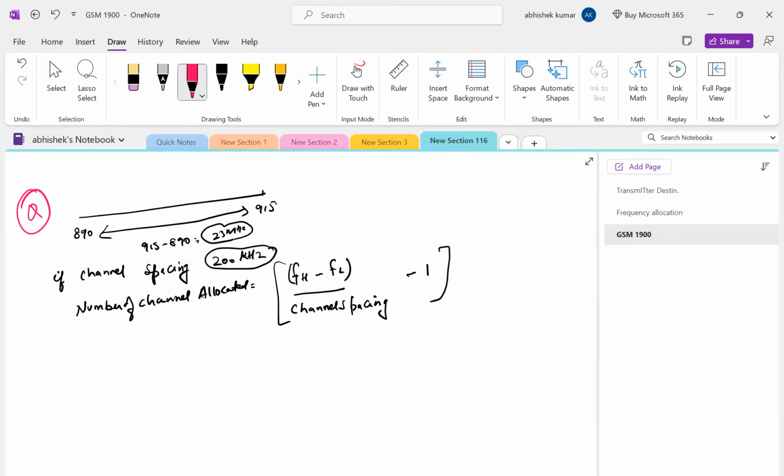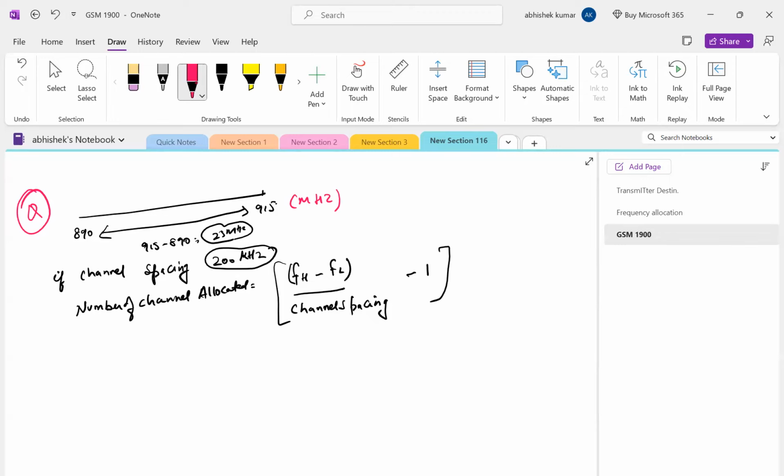See, first try to understand the question. Is the channel spacing in kilohertz or megahertz? It is 200 kilohertz. And it is 25, and this is 890. This is in megahertz, right? So it's 114 number of channels.